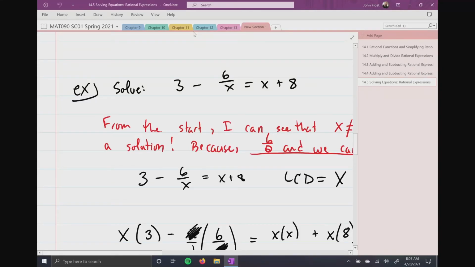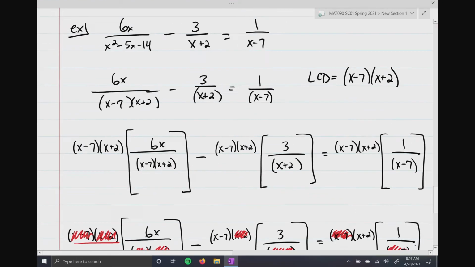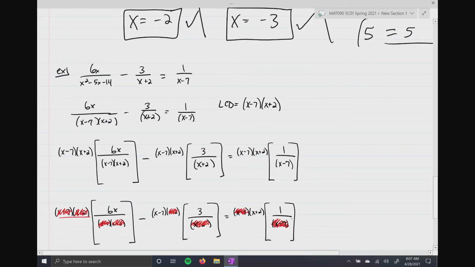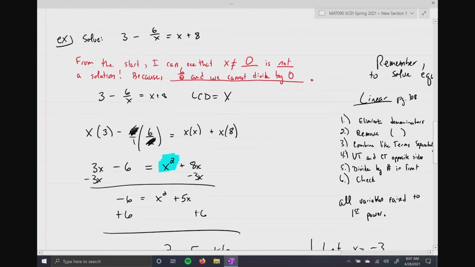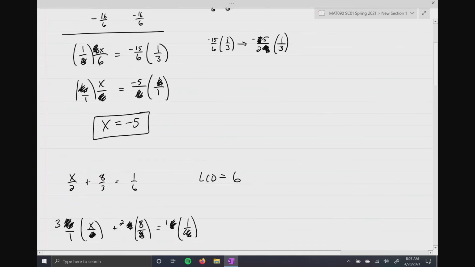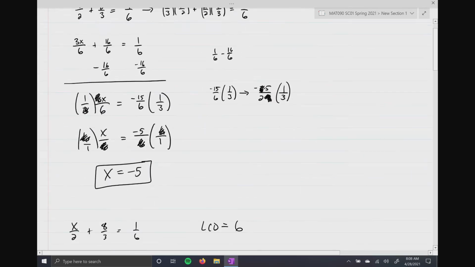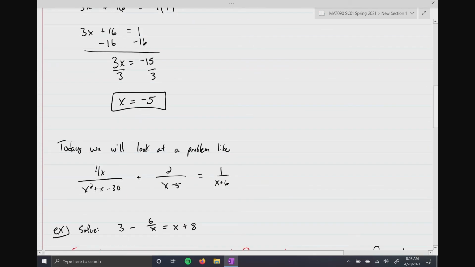All right, so real quick, let's just review. When we approach solving equations with rational expressions, the first thing to do, really, let me go back to an easier example. Let's look at this one right here.